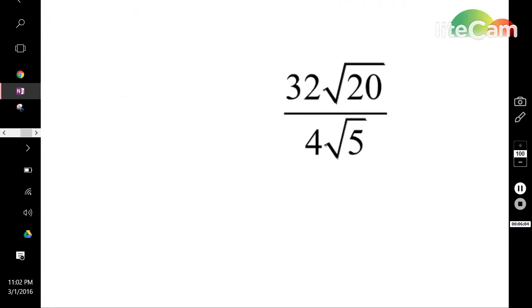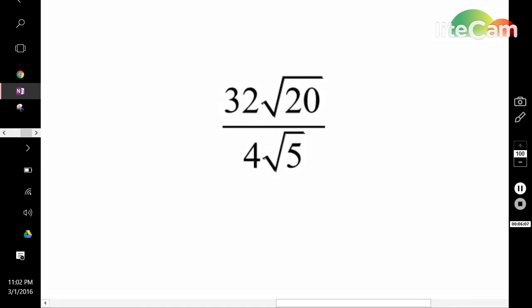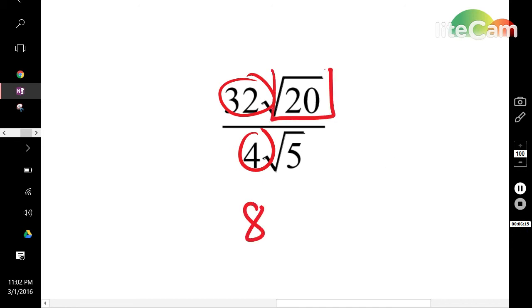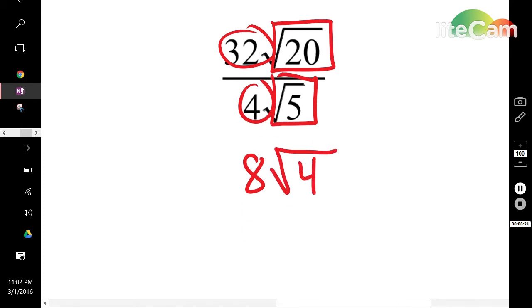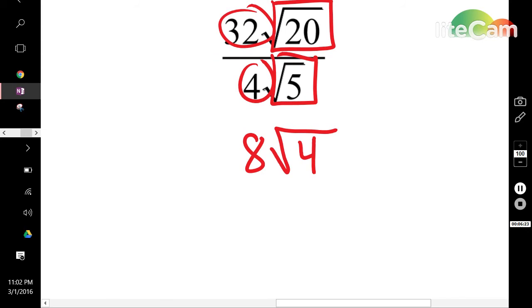Let's do one more. This last one, number 6. 32 and 4 are both on the outside. 32 divided by 4 is 8. And the square root of 20 and the square root of 5, both underneath the radical. 20 divided by 5 is 4. And 4 is actually a perfect square, so we can square root that, get 2, and then finish multiplying to get 16.